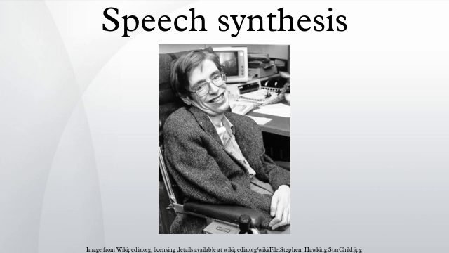A text-to-speech system is composed of two parts, a front end and a back end. The front end has two major tasks. First, it converts raw text containing symbols like numbers and abbreviations into the equivalent of written-out words. This process is often called text normalization, pre-processing, or tokenization.